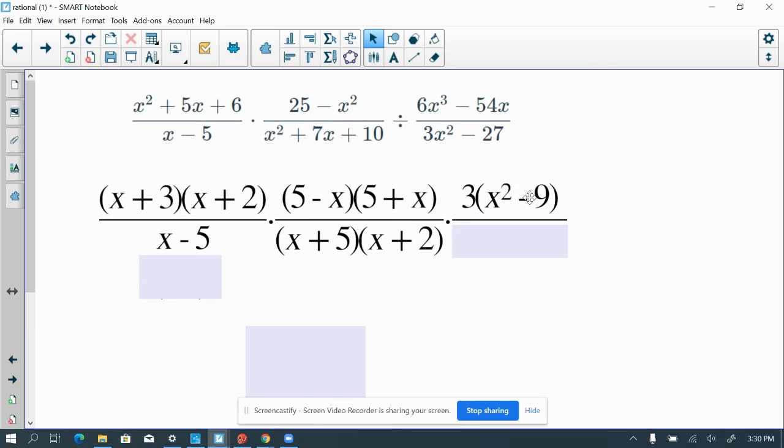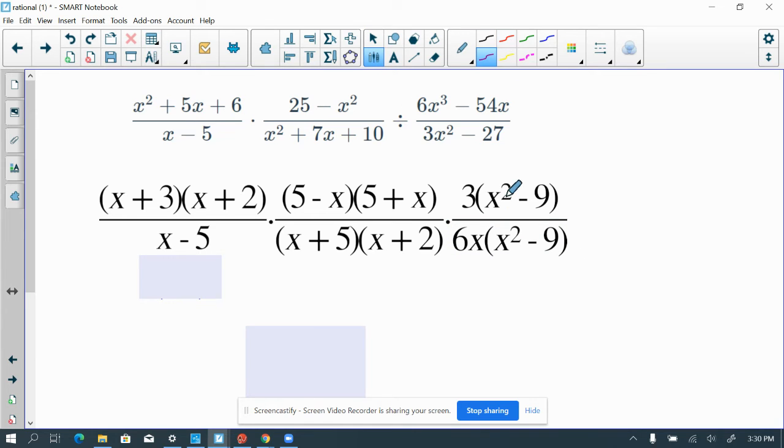And then you could factor this. This is x minus 3 times x plus 3. But one thing at a time. And then this goes in the denominator. These both have a 6x in common. So I factor that out. I'm left with x squared minus 9. And why would I continue factoring? X squared minus 9 divided by x squared minus 9 is 1.